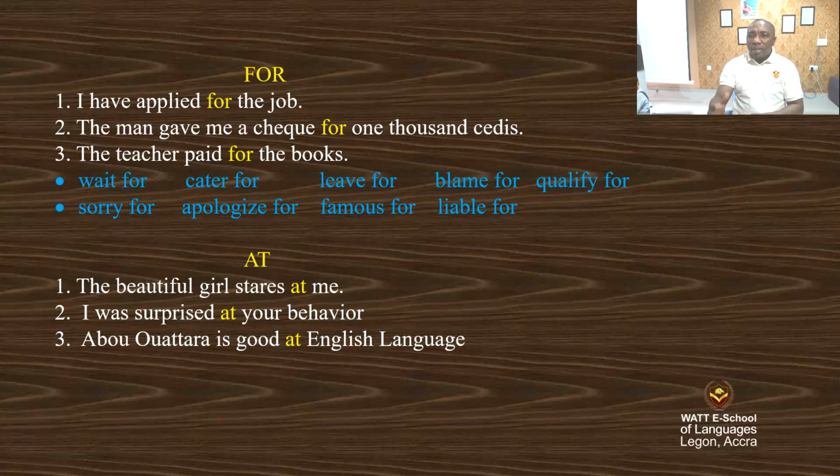Melanie is good at doing this. This one is good at. So you don't say it's good for or it's good in. No, don't say it's good in English. It's good at English. Let's study the preposition from.